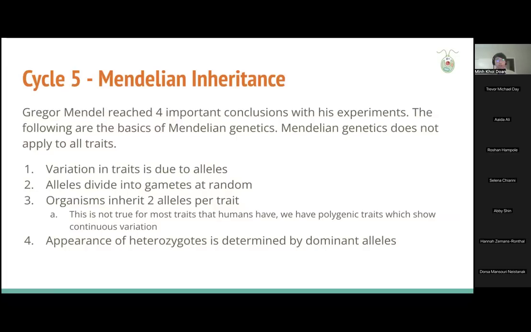rules or not. So the 4 rules are: 1, variation in traits is due to alleles. 2, alleles divide into gametes at random. 3, organisms inherit 2 alleles per trait. What's important to note about the third rule is that this is actually not true for most traits that humans have, because we have lots of polygenic traits which show continuous variation. For example, skin color is determined by lots of alleles, and as you know, there are lots of skin colors. 4, appearance of heterozygotes is determined by dominant alleles. Next slide, please.